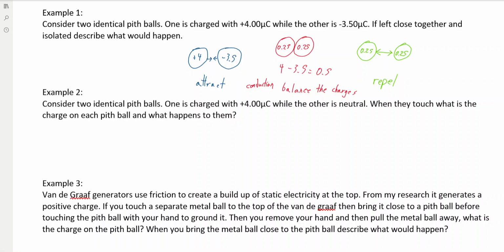Okay, hopefully you did that. We're going to try example 2 together. Consider two identical pith balls. One is charged with +4 while the other is neutral. When they touch, what is the charge on each pith ball and what happens to them?